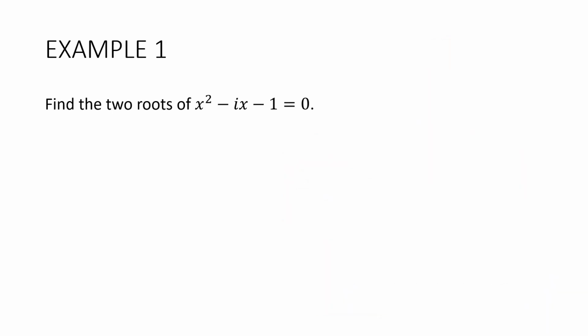Here's example 1. Find the two roots of x squared minus ix minus 1 is equal to 0. We're just going to use the quadratic formula. So x is equal to i plus or minus the square root of negative i all squared, take away 4 times 1 times negative 1, all over 2 times 1. And tidying that up, we have i plus or minus root 3 all over 2.